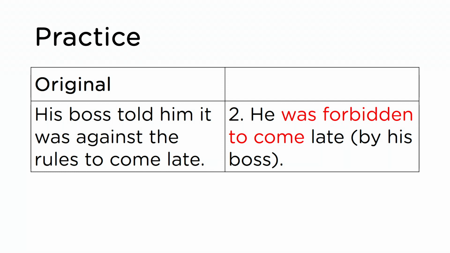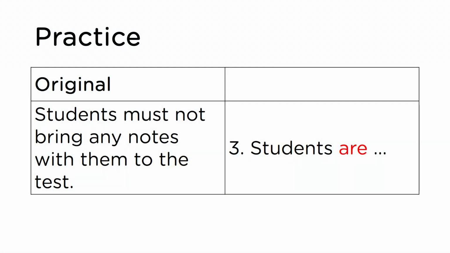Okay, so we have our be verb, we have our PP forbidden, we have our to with our verb come. And notice if we want to include the subject in a passive sentence, then you use that word by. So in this case, he was forbidden to come late by his boss. But remember, that information is optional. We don't necessarily need it. It's up to you if you think it's important. Okay, now let's take a look at our third example sentence, our third practice sentence.